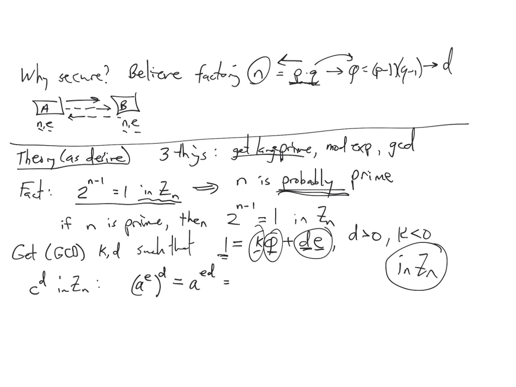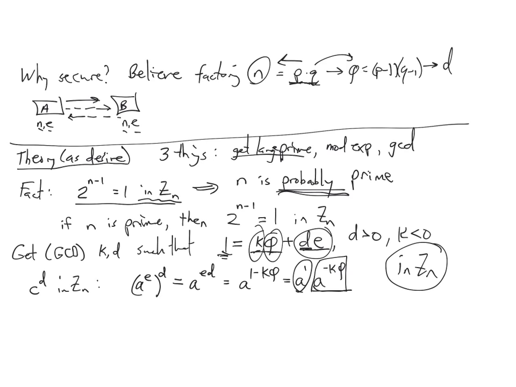And then it's also true in general that ed, or de, because it's commutative, is equal to 1 minus k phi. But remember, k is negative, so that's actually 1 plus a number. And then it's also true in general that it's a to the 1 times a to the minus k phi. So a to the 1 is a, and what we want to prove is that in z sub n, this number is equal to 1.